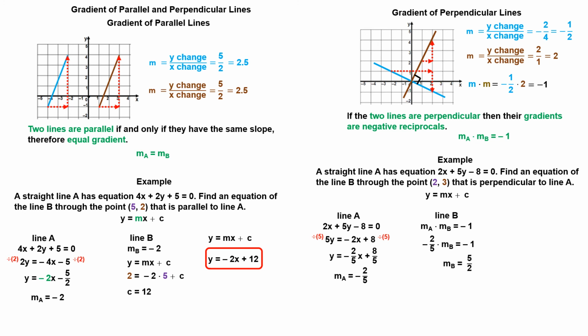Write the equation of a line in slope-intercept form. As line B passes through the point (2, 3), substitute these values together with the gradient in the equation to get the value of c. c is minus 2. Write the equation of a line in slope-intercept form again. Replace m by 5 over 2 and c by minus 2.